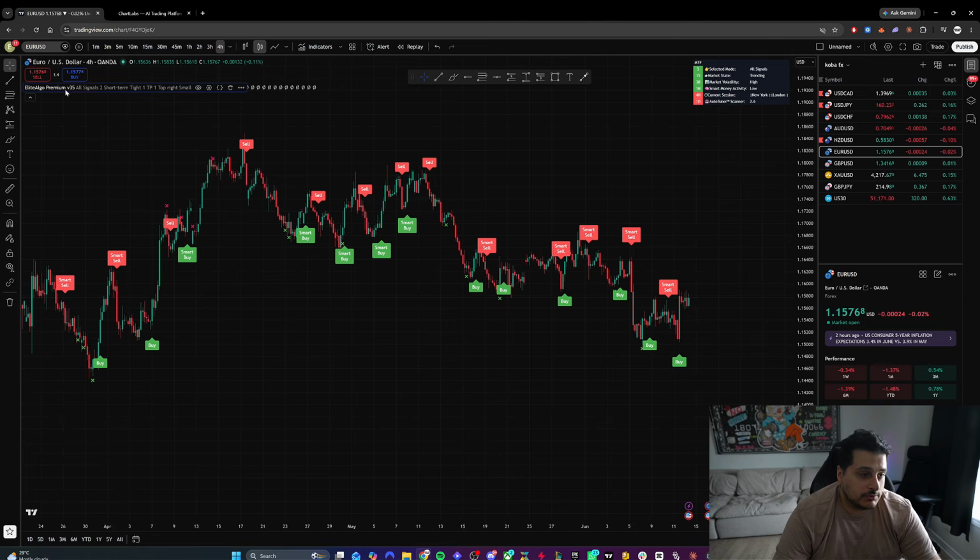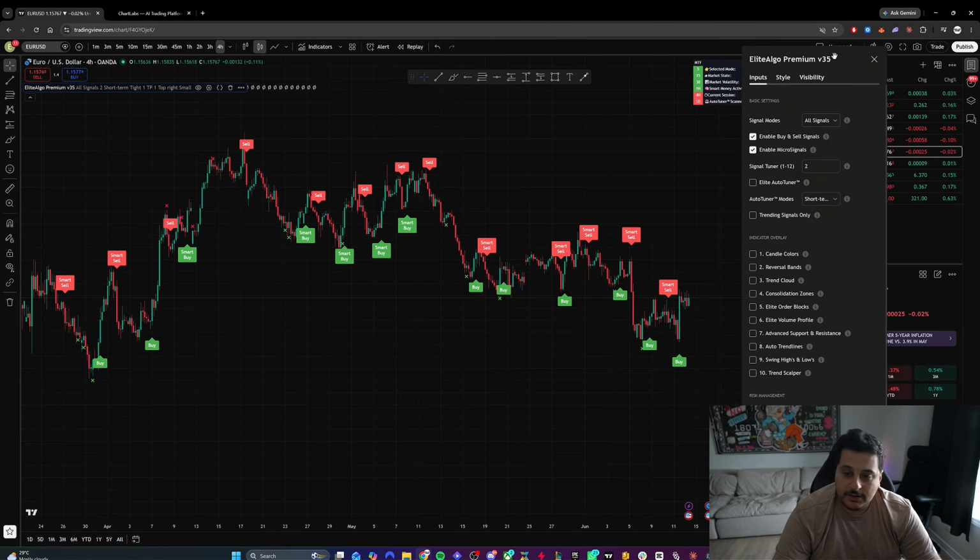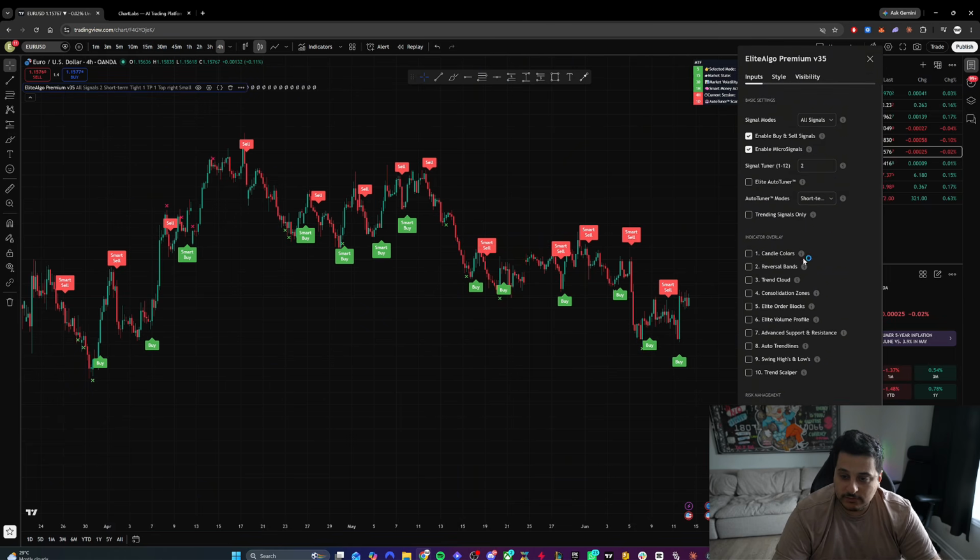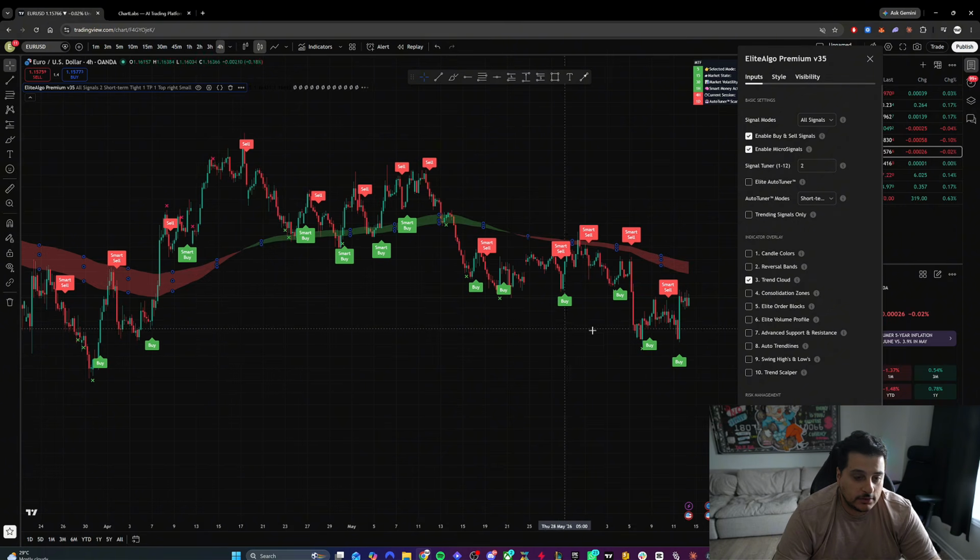So what we want to do here is go into the indicator, and the indicator itself is going to have a bunch of overlays right over here, as you can see. If you click the trend cloud overlay, what's going to happen is that it's going to add a cloud, and it's going to tell you what kind of bullish or bearish run you're currently in.